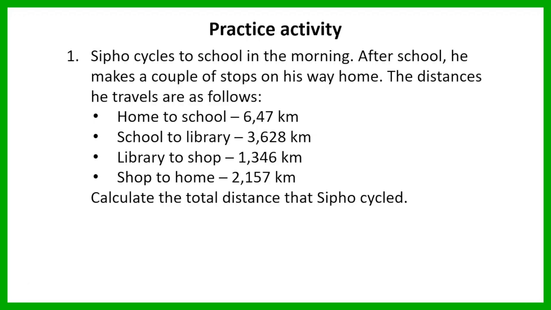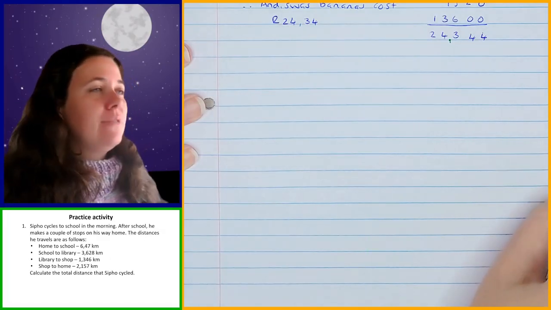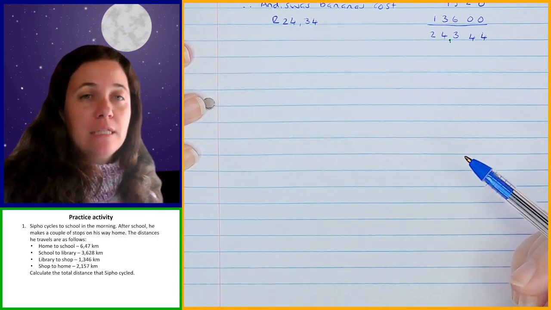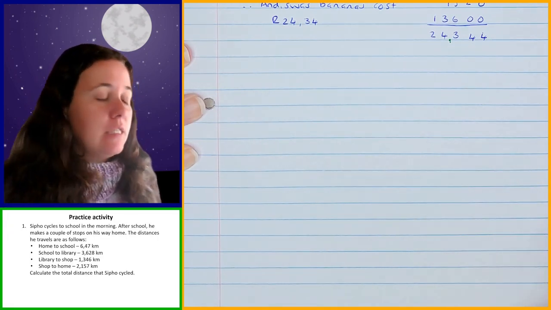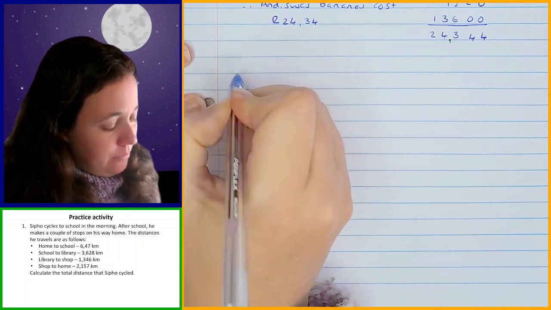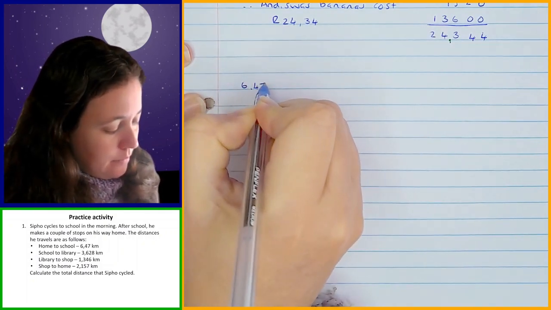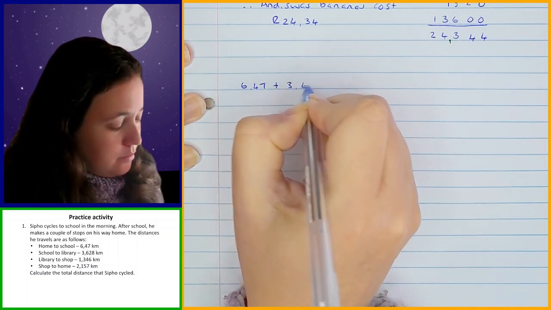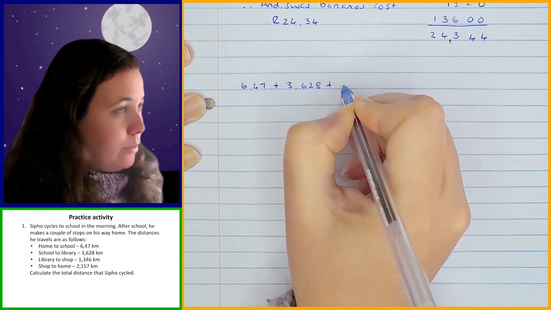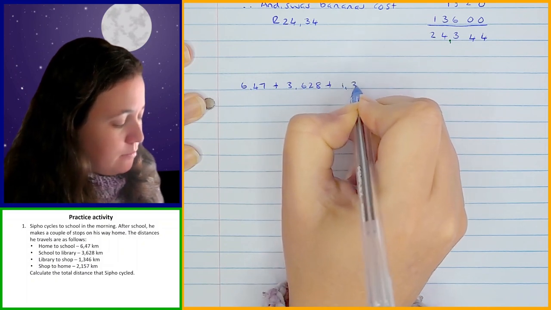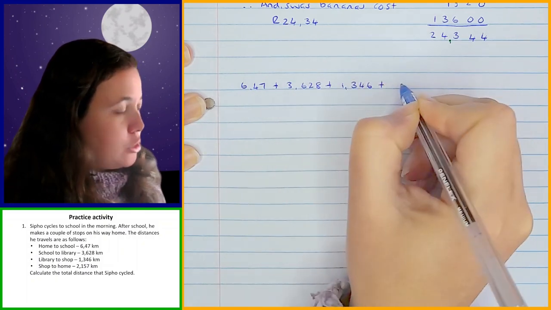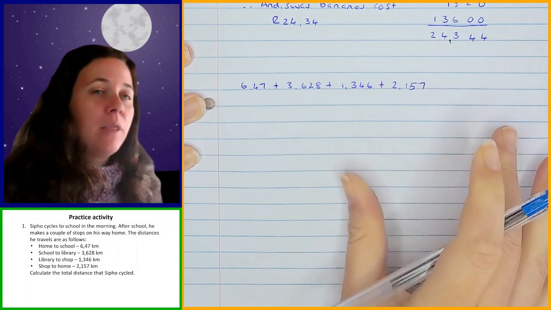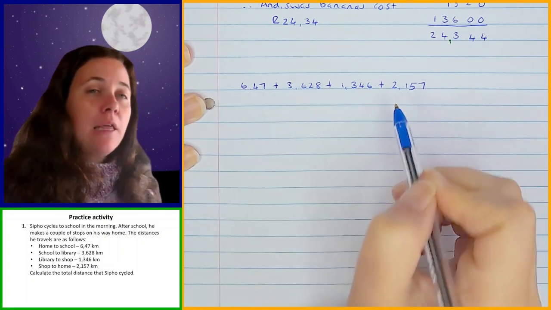Okay, so let's go through that and see what you got. So first of all, you have to realize that what you need to do here is add up all the distances that he went to get the total distance. So we've got 6.47 plus 3.628 plus 1.346 plus 2.157. Okay, so once I've got that, that's my number sentence.